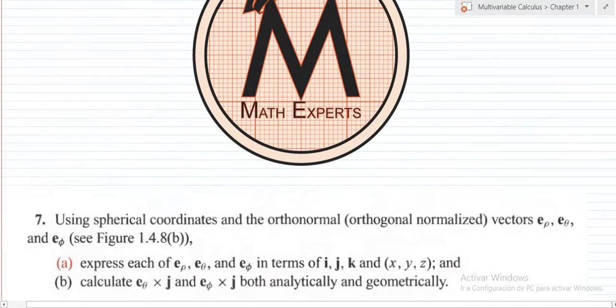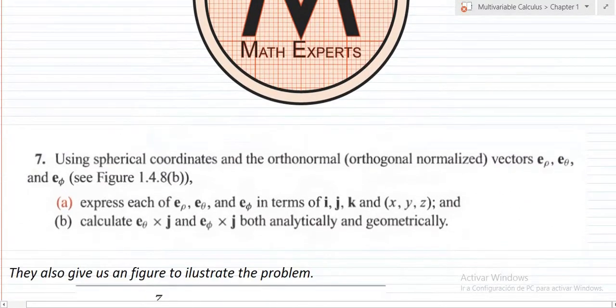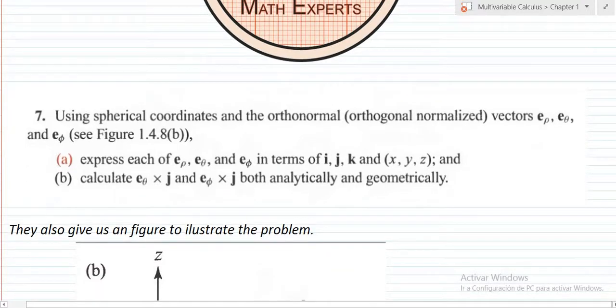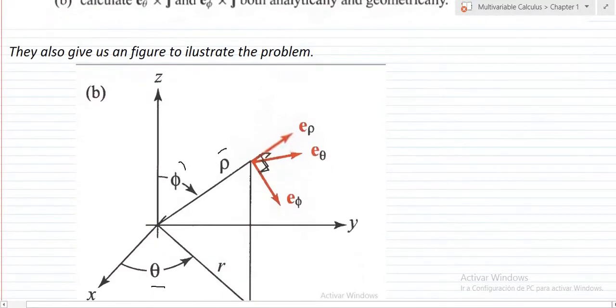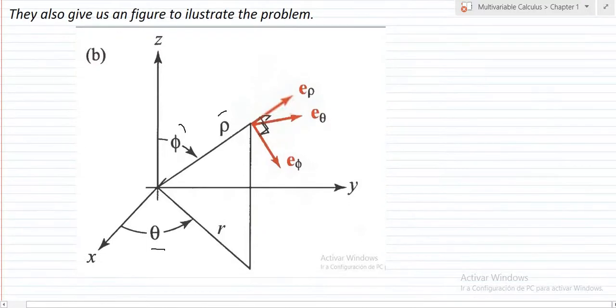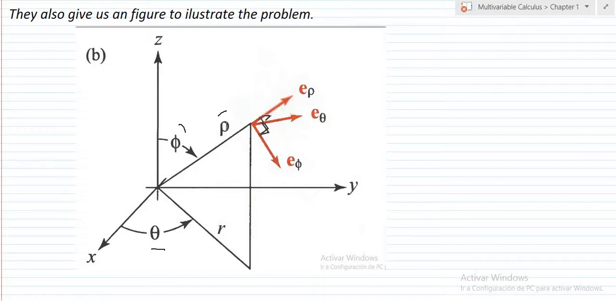Basically, we are supposed to find the unit spherical vectors in terms of x, y, and zeta. That's what we have to do. Just to say the problem in a few words, they give us an idea of what the vectors look like and how you actually solve the problem.